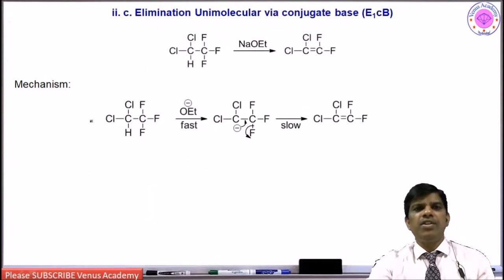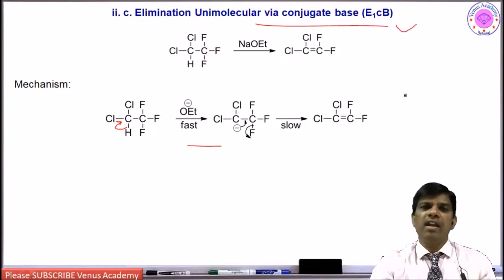Yes, elimination unimolecular via conjugate base. What is happening? The conjugate base is formed during the reaction. It takes out H plus ion to give a carbanion, and this then slowly loses fluorine. This reaction is known as elimination unimolecular via conjugate base.